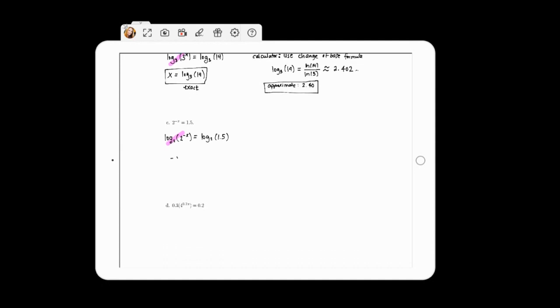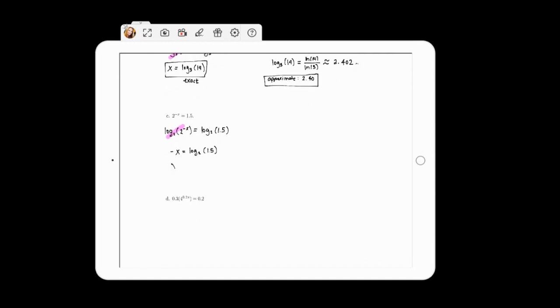Now I have minus x equals the log base 2 of 1.5. And so to solve for x, I just divide both sides by minus 1. So x equals negative log base 2 of 1.5. This is the exact answer.